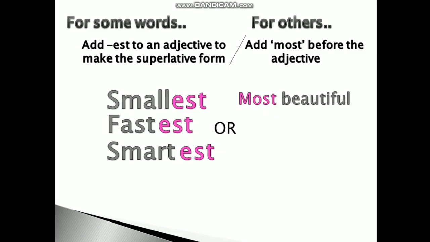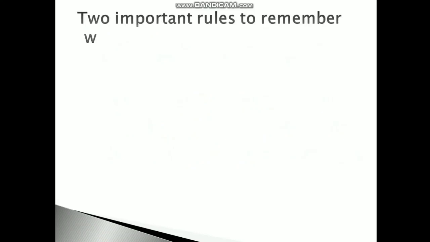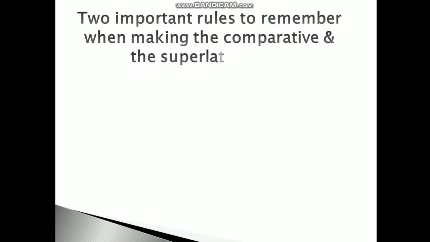Then it's the same case with most talented and then interesting as well. You just need to add most before it to form the superlative form. Now, since every conversion requires a set of rules, there are two important rules to remember when making the comparative and the superlative form. Let's look at the first rule.